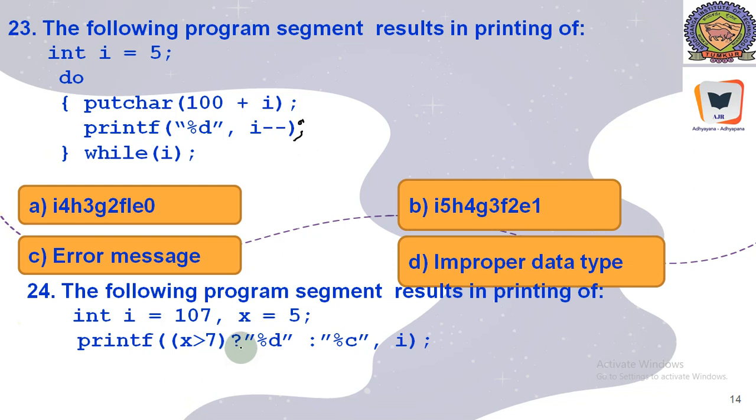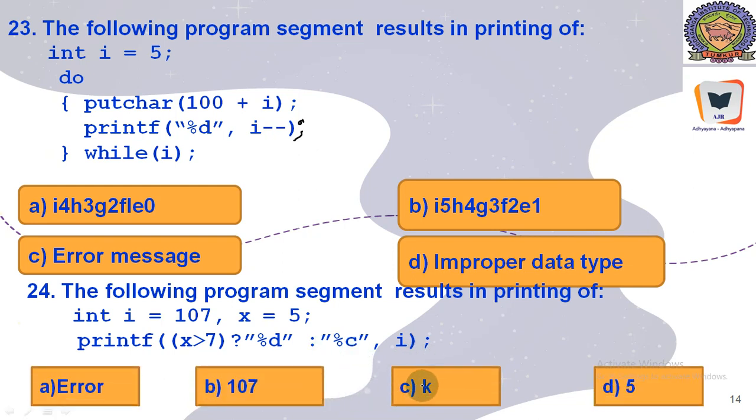Okay, question mark. If it is true, print this. If it is true, execute this particular expression. Otherwise, execute this particular expression. X is not greater than 7 because X equal to 5. Therefore, this is not true and this is false. So, at percentage c, the I value, that is 107, the ASCII character corresponding to 107 will be printed. That is K. Okay, the equivalent alphabet for 107 as an ASCII value is lowercase k.